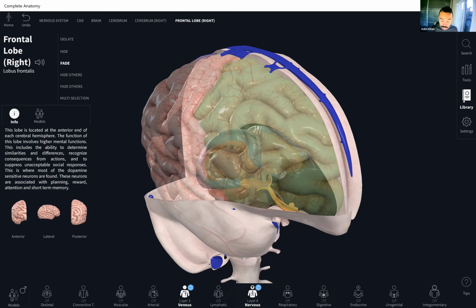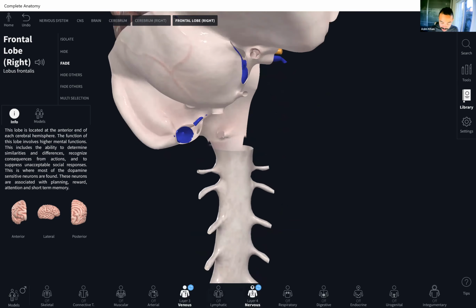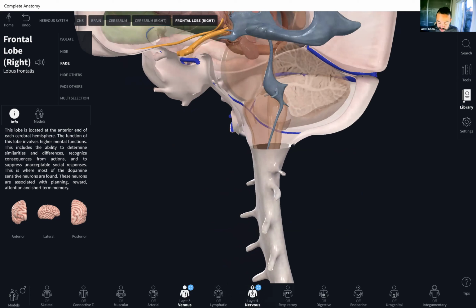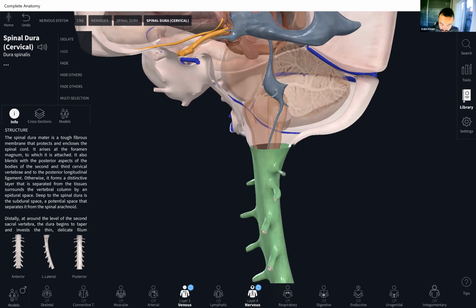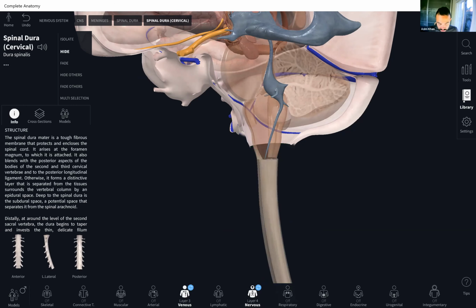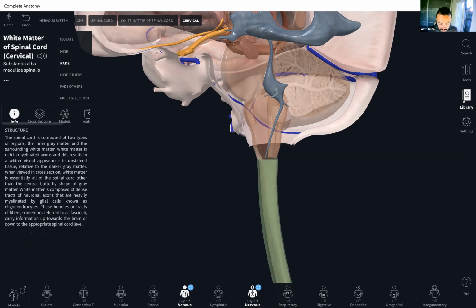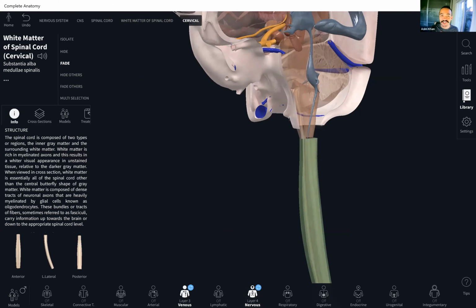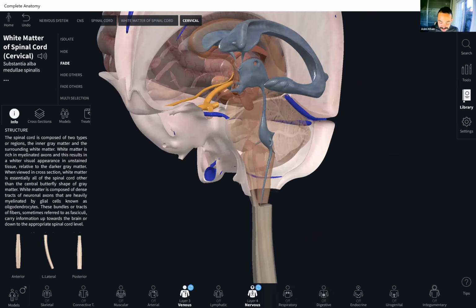I showed you this for the brain. This is also true for the spinal cord because it's one continuous piece. If I peel away the dura mater of the spinal cord, underneath it, deep to it, we would find arachnoid mater. It's not actually shown here, but there would be arachnoid mater, and I can show you that in another video.